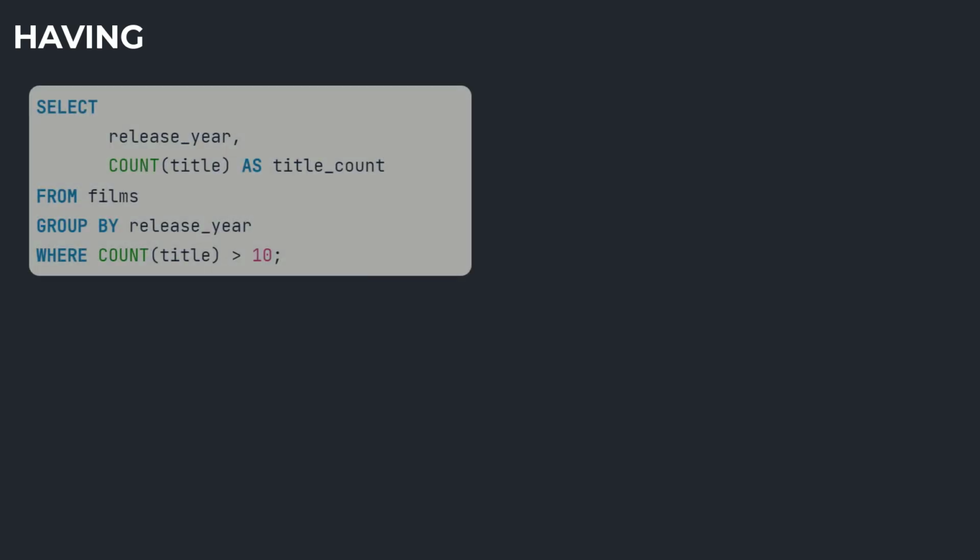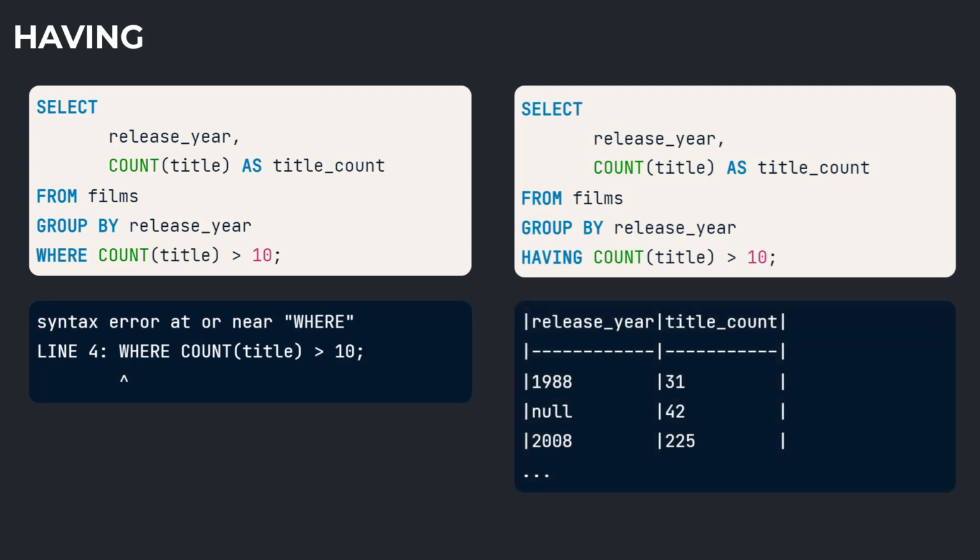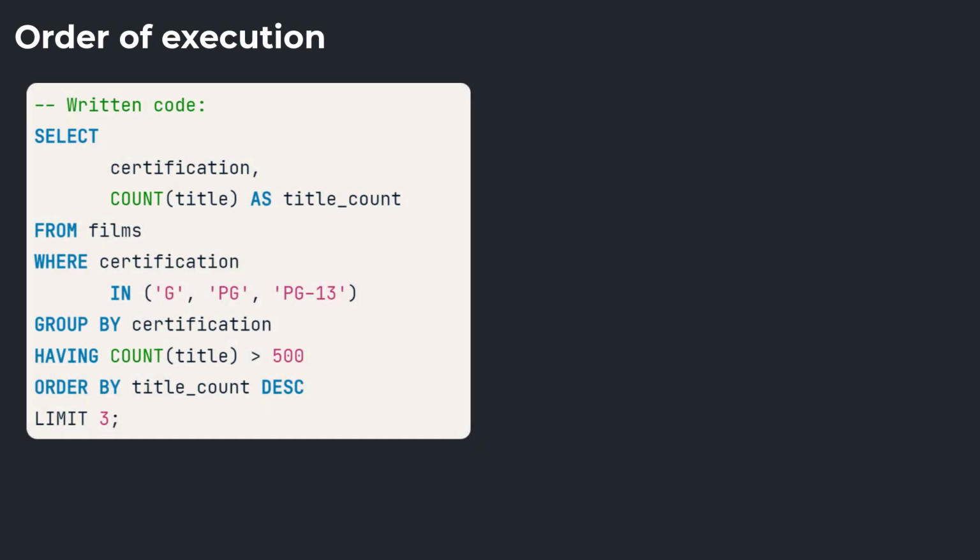In SQL, we can't filter aggregate functions with WHERE clauses. For example, this query attempting to filter the title count is invalid. That means that if we want to filter based on the result of an aggregate function, we need another way. Groups have their own special filtering word, HAVING. For example, this query shows only those years in which more than 10 films were released. The reason why groups have their own keyword for filtering comes down to the order of execution.